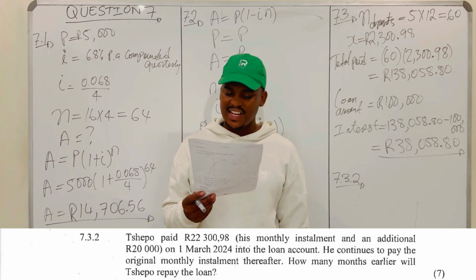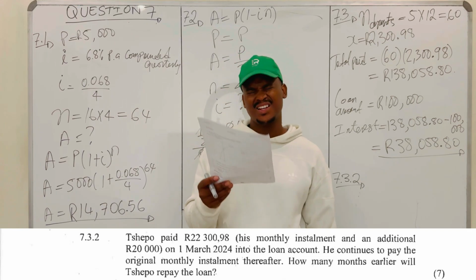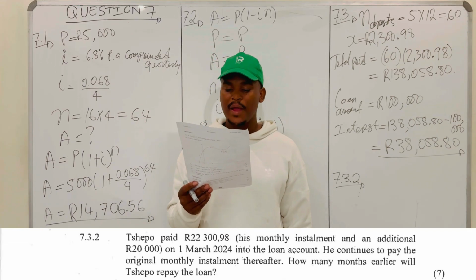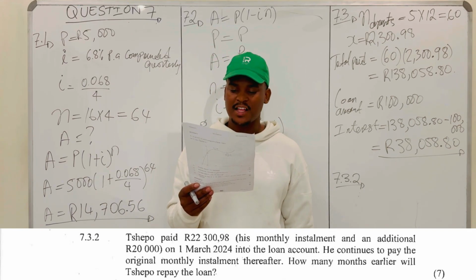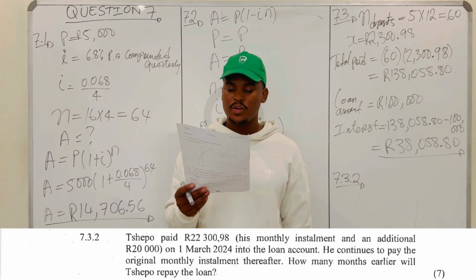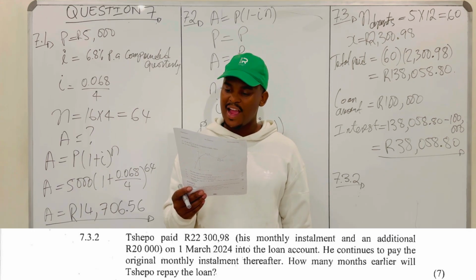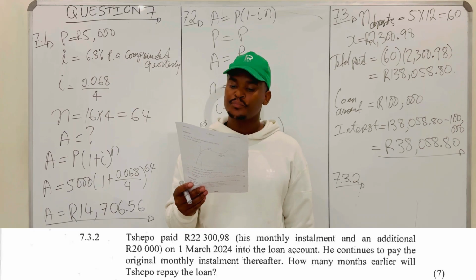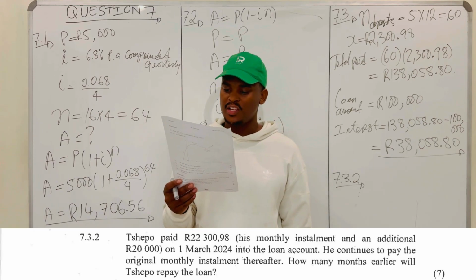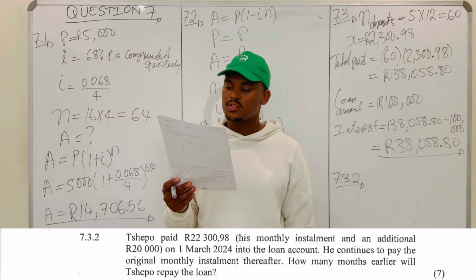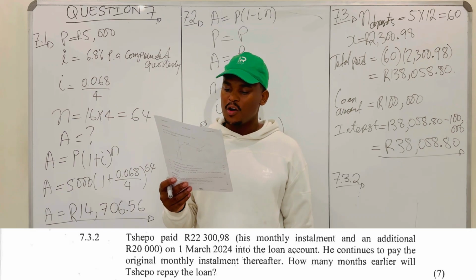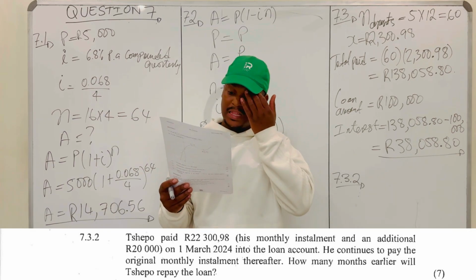How many months earlier will he repay the loan? Let me read this again. They are saying Tsepo paid 22,398 rands 98 cents, which is his monthly installment, and an additional 20,000 on 1 March 2024 into the account. He continues to pay the original installment thereafter.